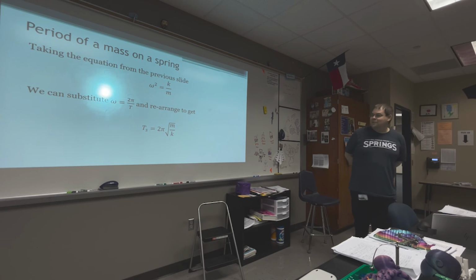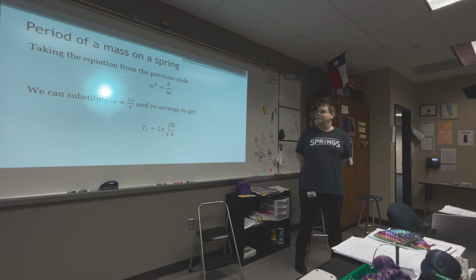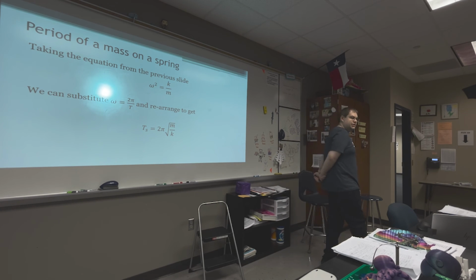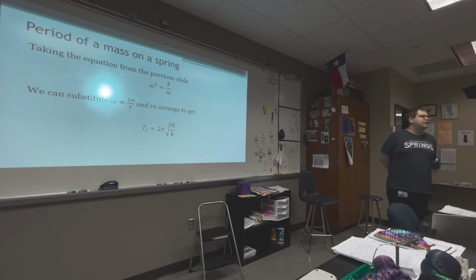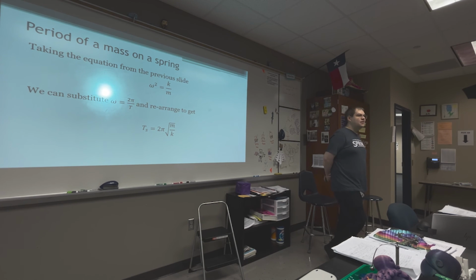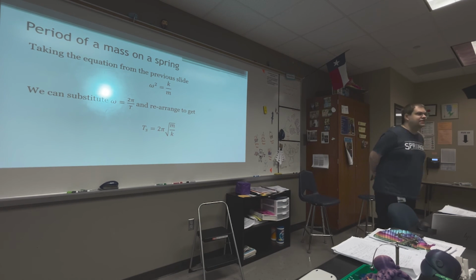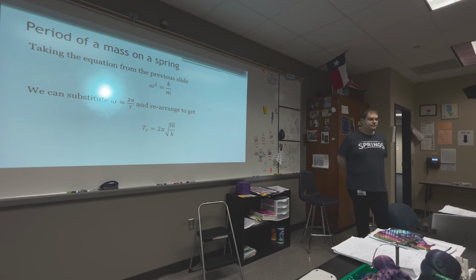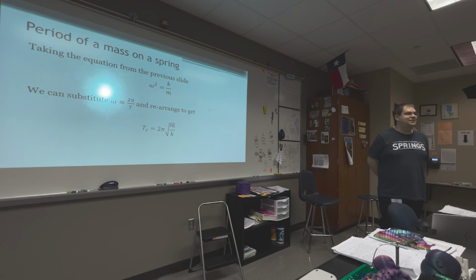Remember, this is on your formula chart as well. 2 pi times the square root of the mass over k. And remember, for springs, does gravity matter? No. So it doesn't matter where the object is. If it's on a different planet, on the moon, or somewhere in space, it's still going to oscillate with the same period. Even if it's a vertical spring. Yeah, vertical, it's the same period.